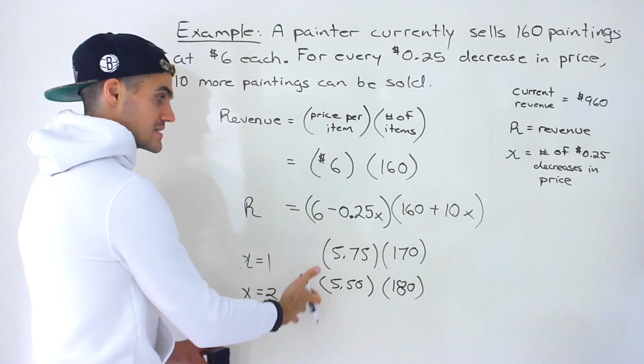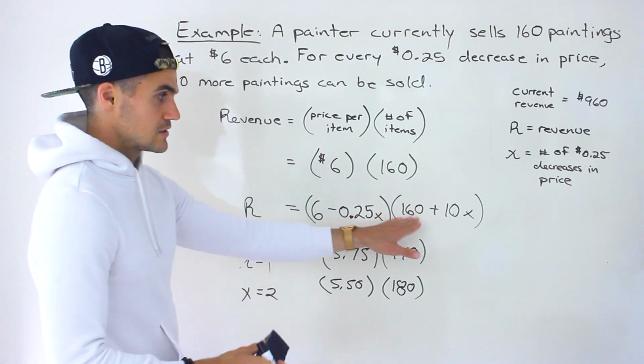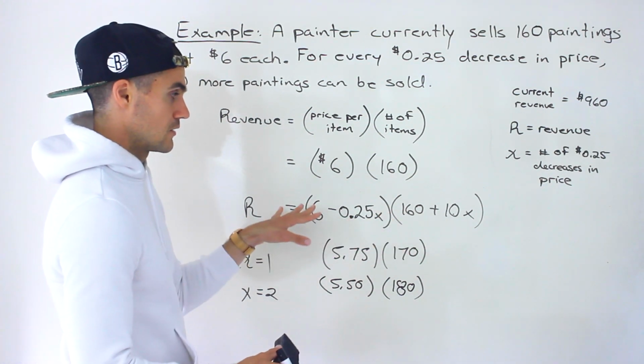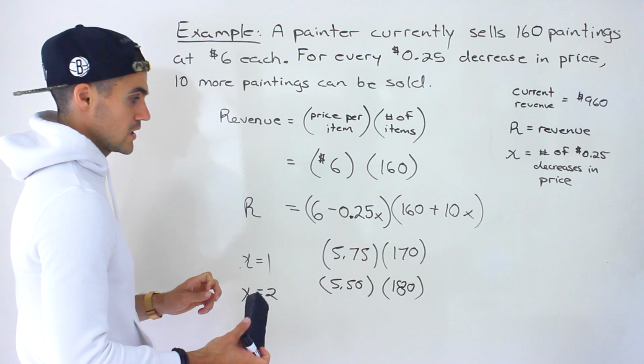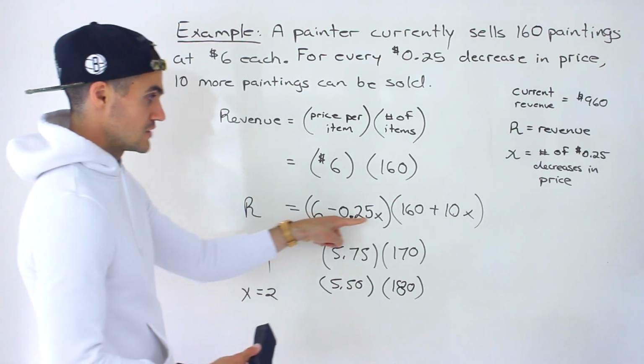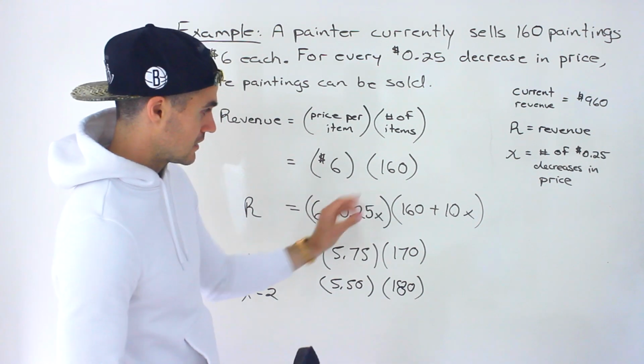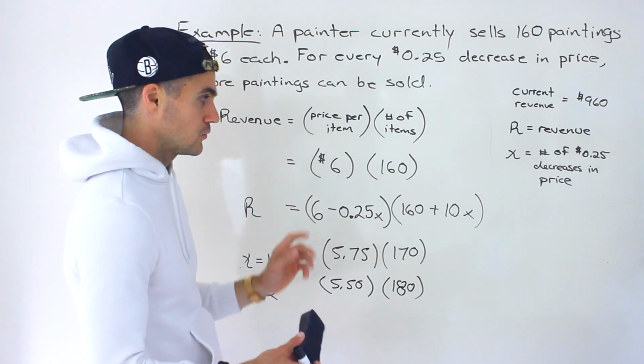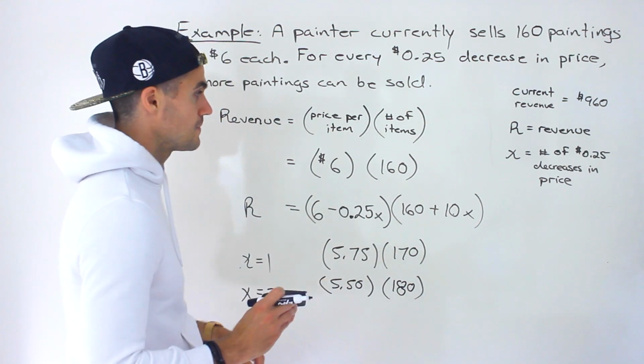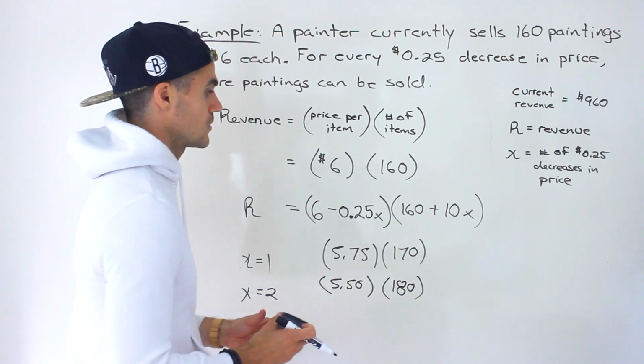So now instead of listing them out, we made it into a nice revenue equation that we can work with. Because we have a general variable, this is going to end up being a quadratic when we expand it. We can work with that quadratic and see where that vertex is going to be.